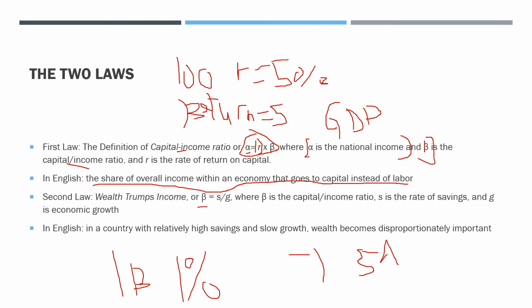Now, what does this say? Basically, what this says is that in a country where you have high savings, because this is the numerator, and there's slow growth, because it's over G, the denominator, wealth becomes disproportionately important.